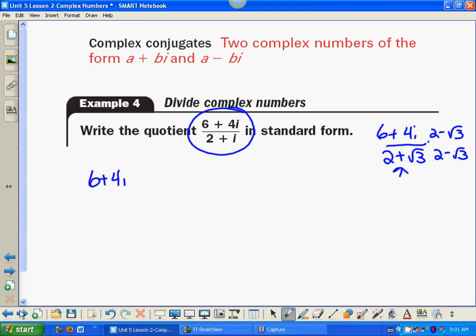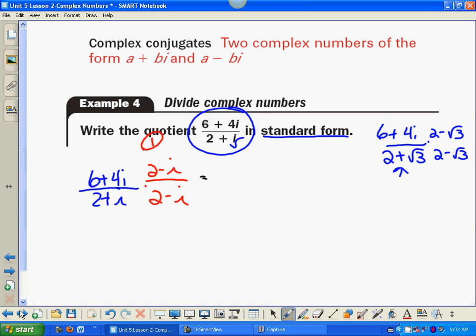If I have 6 plus 4i over 2 plus i, I am going to get rid of the i in the bottom because remember, this represents a square root in the denominator. And if we want this in standard form, we don't want i's or square roots in the denominator. So I'm going to multiply the numerator and the denominator by the conjugate of the denominator. Remember, this is truly the number 1 in red that I'm multiplying by. I'm just representing it as 2 minus i over 2 minus i.